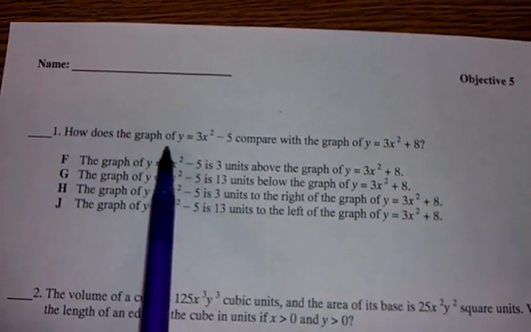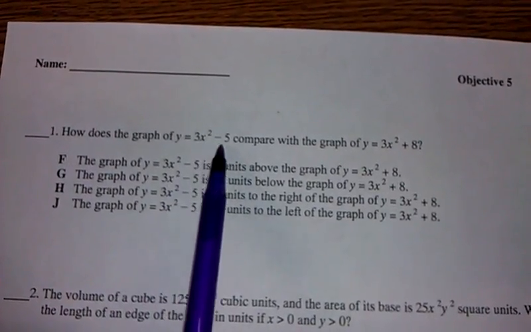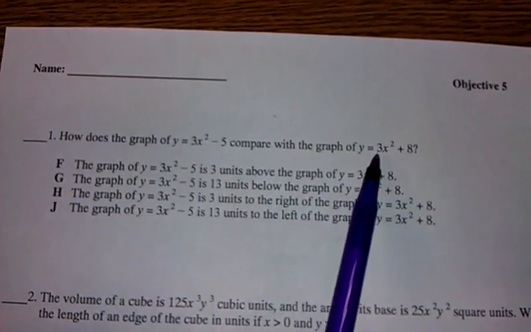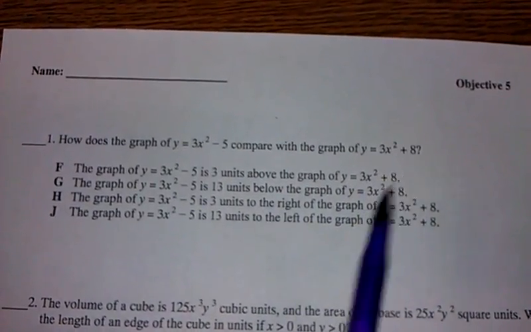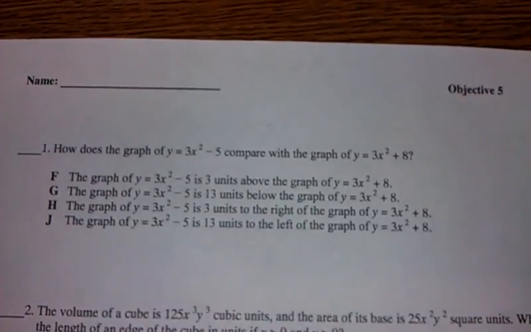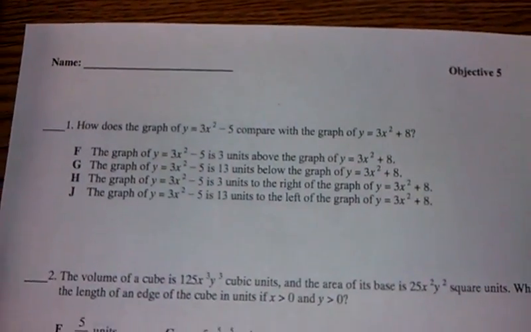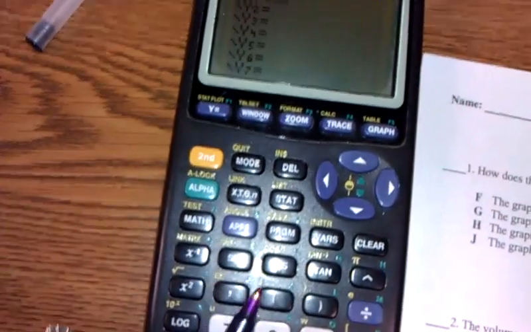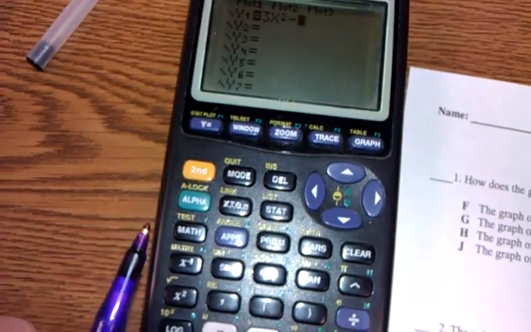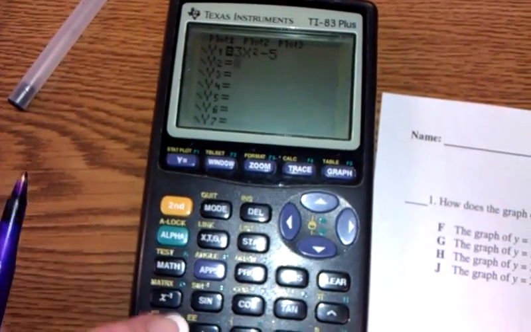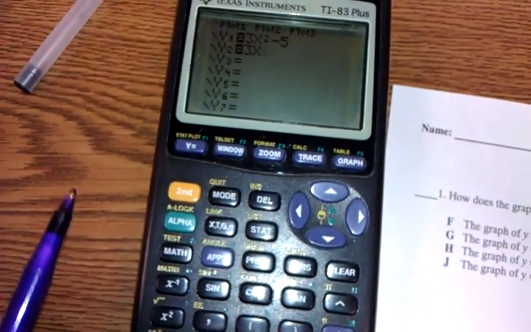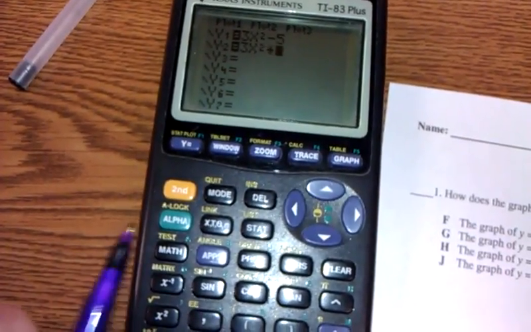This one says, how does the graph of y equals 3x squared minus 5 compare to the graph of y equals 3x squared plus 8? Well, one thing you could do if you really don't know what to do, or maybe just having a problem that day on the test, go into the calculator and let's put in there 3x squared minus 5. Let's go in here and put 3x squared plus 8 in there.